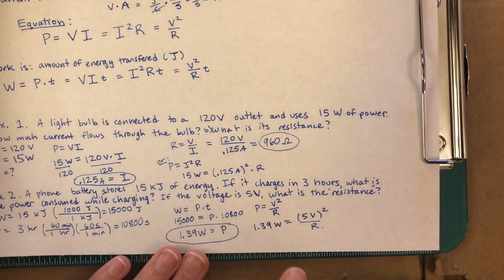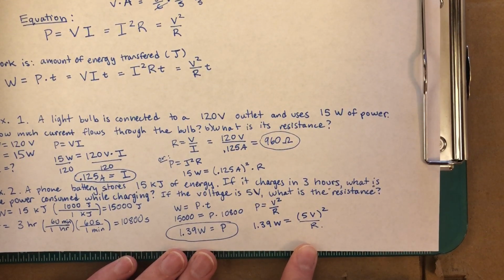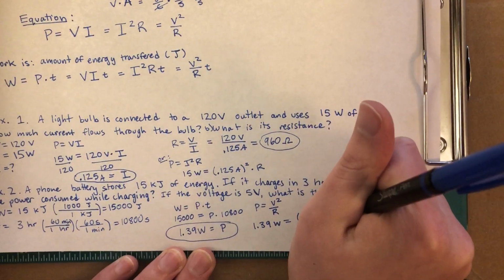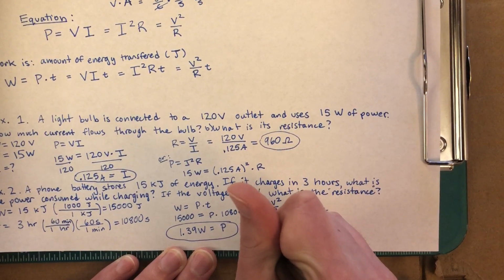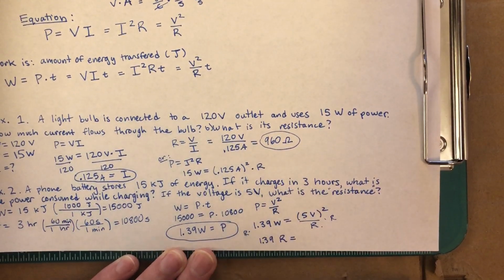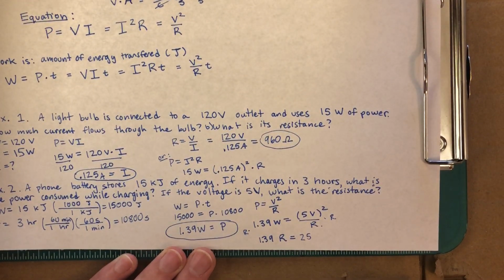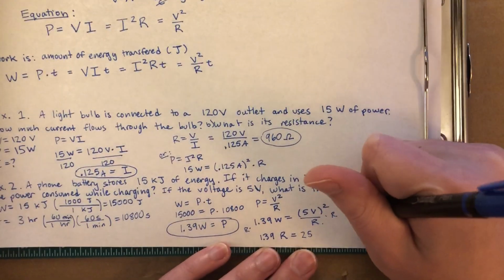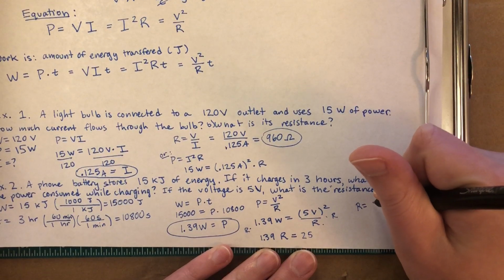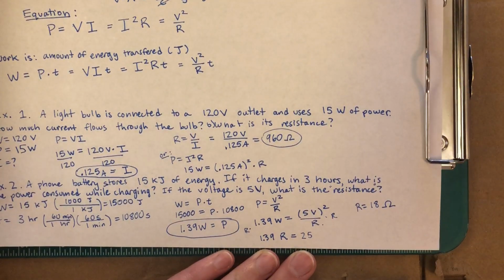over R. The variable that I want to solve for here is on the bottom of the equation. So I'm going to multiply both sides by R. 1.39 R equals 5 squared is 25. Divide both sides by 1.39. And I should get R equals 17.98, or I'll just round up to 18. 18 ohms.